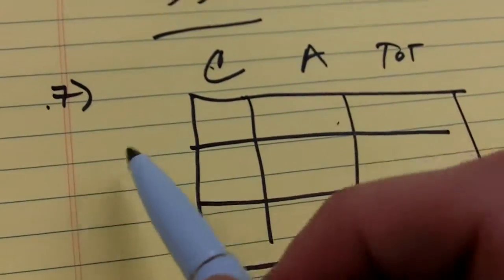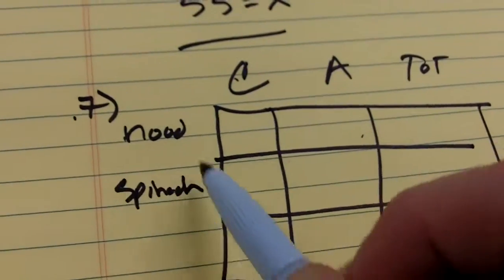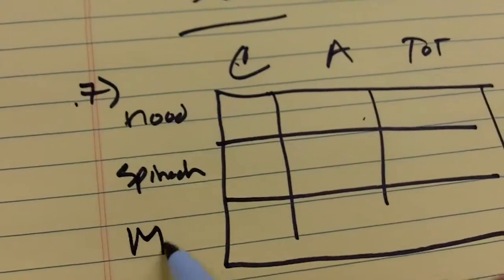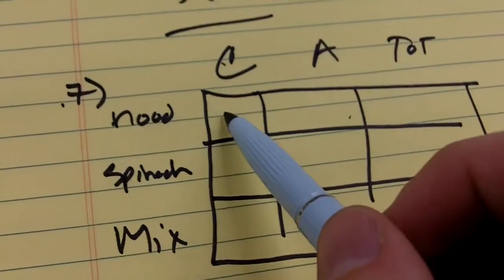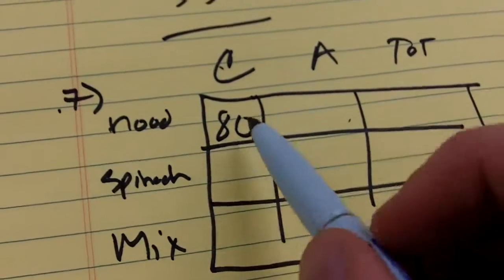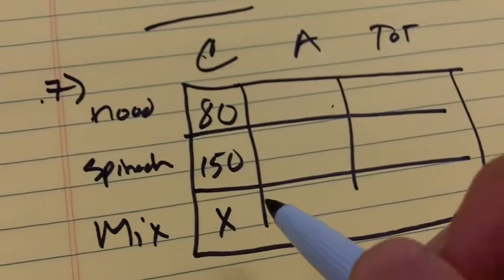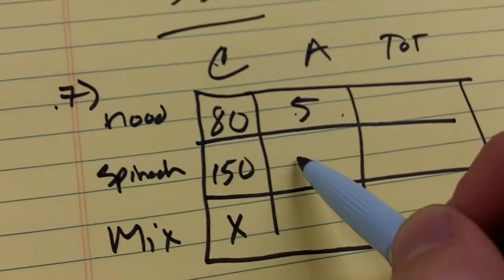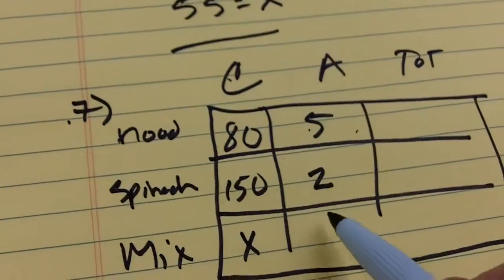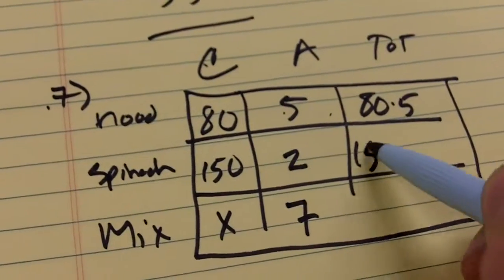I'm going to mix egg noodles with spinach noodles, and I got a mix over here. I actually know how much this costs. The cost of this is 80 cents. This is 150. Mixture, I don't know, it didn't tell me. You can read the problem, it doesn't tell you that. It does tell you the amount of these guys. I had 5 pounds of those. It tells you the amount of these guys. I had 2 pounds of these. How many pounds do I have altogether? 7 then. Multiply 80 times 5, 150 times 2, 7 times x.